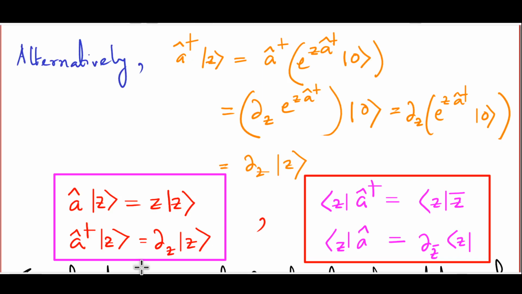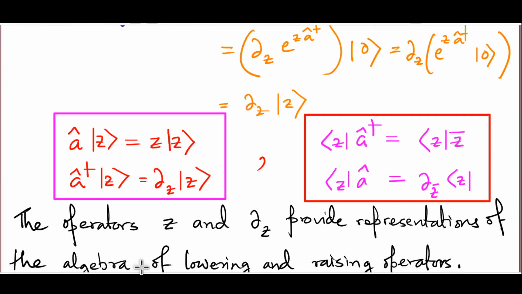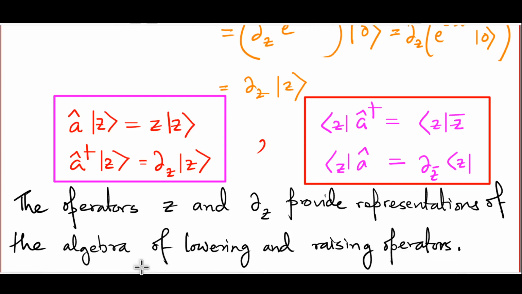Or you could start with the bra z written down in terms of z bar, sum over n goes from 0 to infinity, bra n, z bar to the n by square root of n factorial, and just carry out the same calculations and you will immediately find the corresponding results on the right there. The upshot of all this is, as far as the kets are concerned, the operators z and del z provide representations of the algebra of the lowering and raising operators a and a dagger respectively. And this is going to be of great importance when we go over to path integral quantization using coherent states.